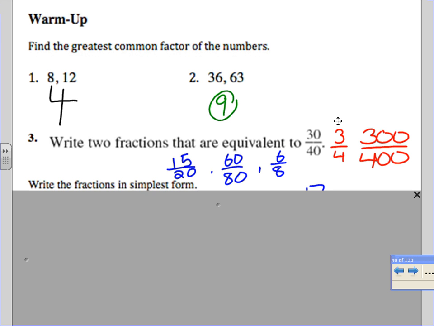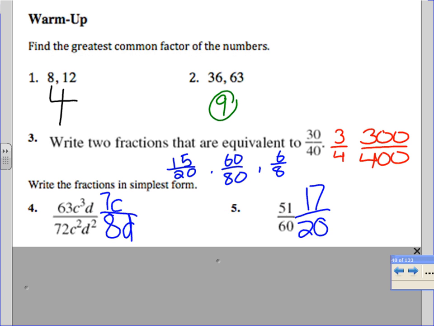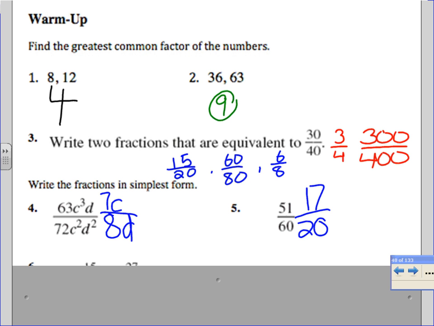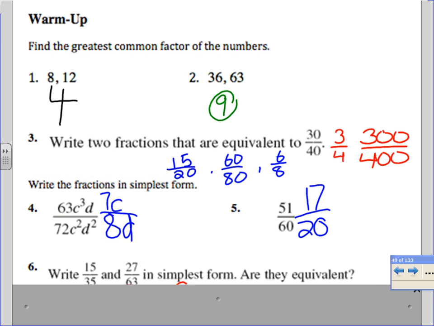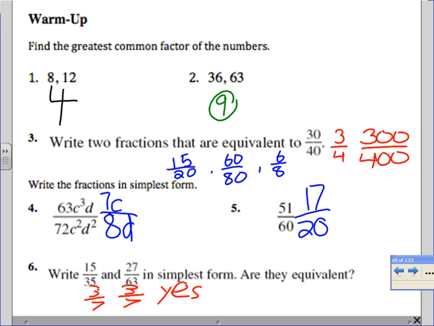Okay, number 4. Let's see how you guys did on these. Write the fraction in simplest form. Emma M. Good. 7c over 8d. Zach, what did you get for number 5? 17 what? Good, I just didn't hear you. 17/20ths. And then number 6, write them in simplest form. Are they equivalent? Donatus, number 6. What are they in simplest form? Good. 3/7. Are they equivalent? Okay. 3/7, and yes, they are equivalent.